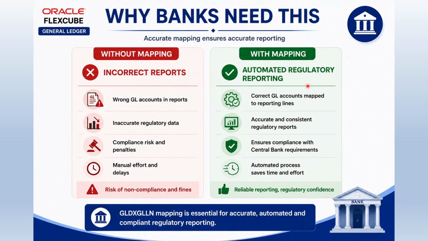Why do banks need this? Why is correct mapping important? Without the required mapping, GL information may not be represented under the intended reporting line, potentially resulting in incorrect regulatory reporting. With the appropriate mapping, the reporting process can use the configured relationship between GL accounts and reporting lines. So accurate mapping is essential for reliable regulatory reporting.